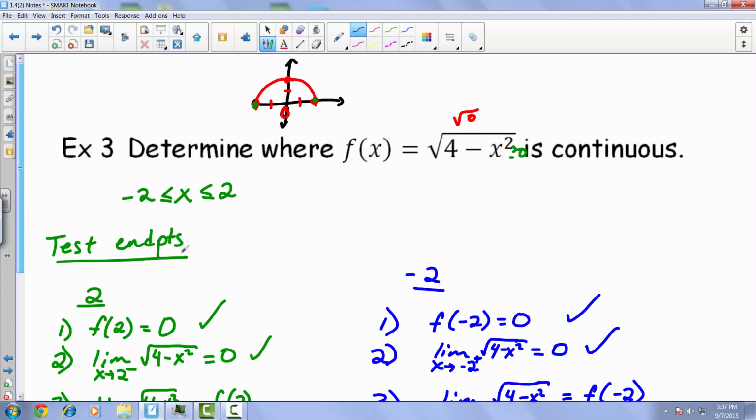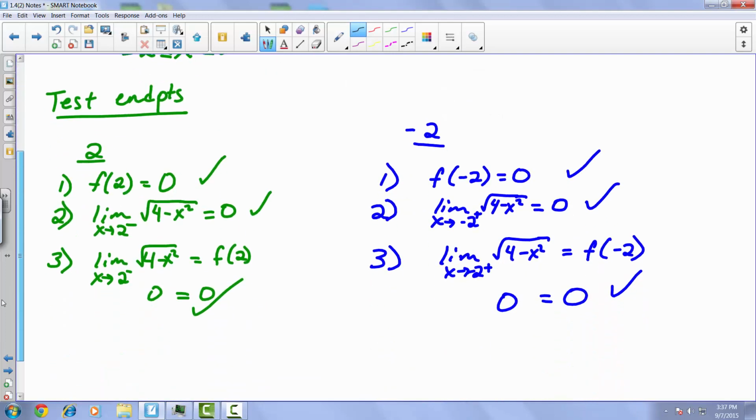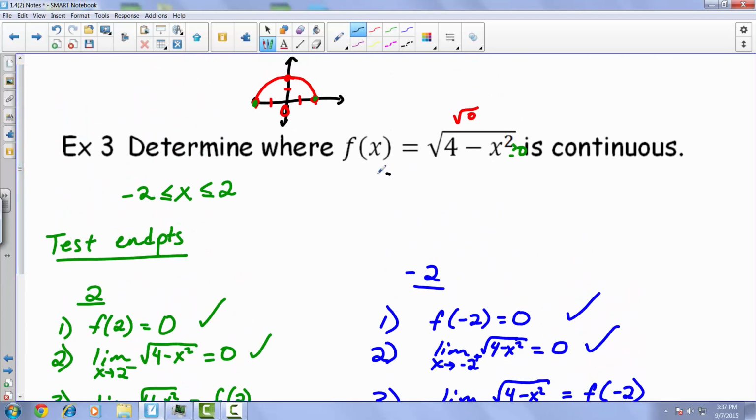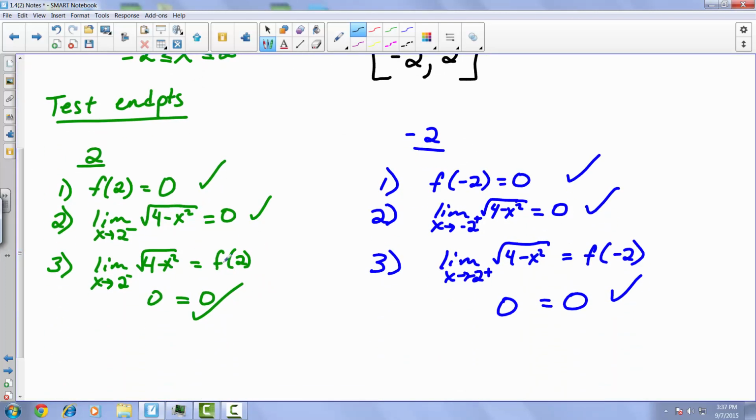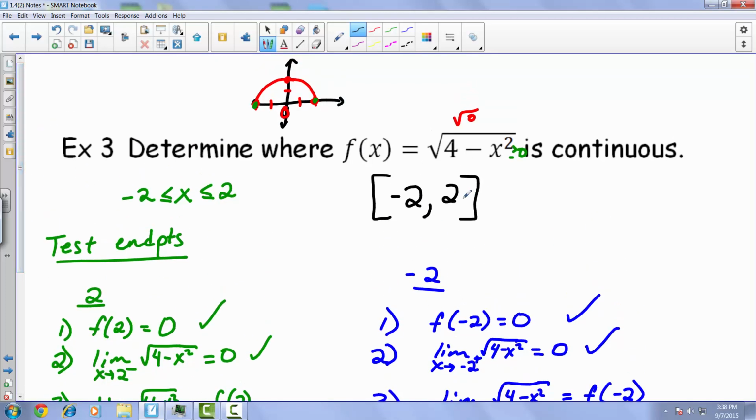So where is this thing continuous? Because we tested the endpoints, they did work and satisfy all 3 criteria for both of them. We would be starting out at negative 2 and going until positive 2. Keep in mind with interval notation, if it is including that value, we have that bracket around them. That's what distinguishes it from the parentheses where you cannot include them. But again, when you're looking at limits as they're approaching a value, as long as they equal that f of a value, like we saw here, it does include those endpoints. That's okay, that can happen. But again, that is example 3 from our 1.4 number 2 set of notes.